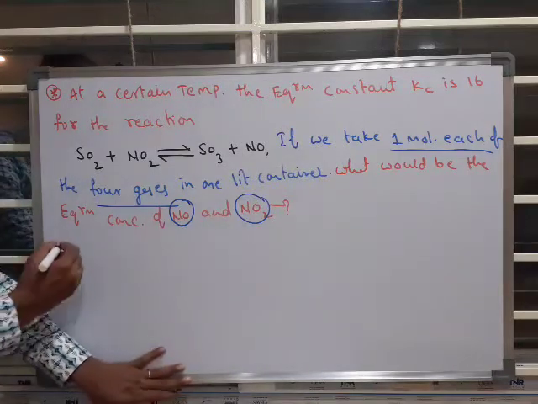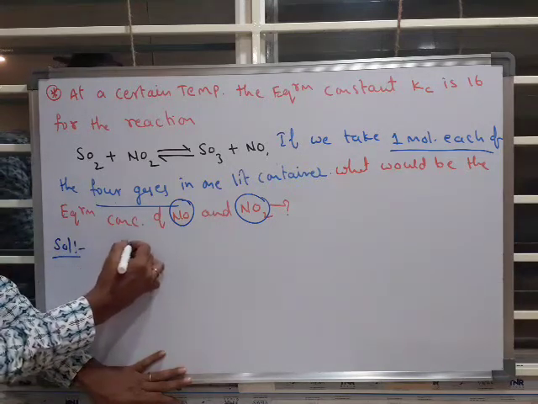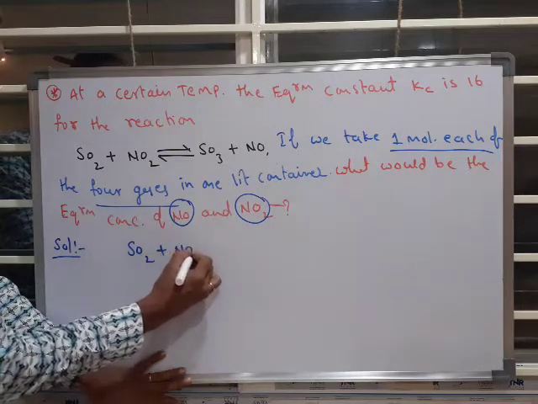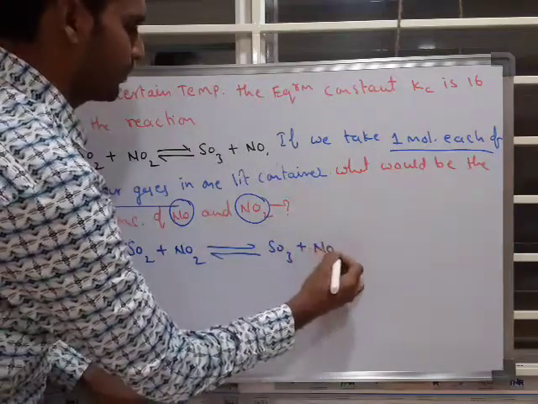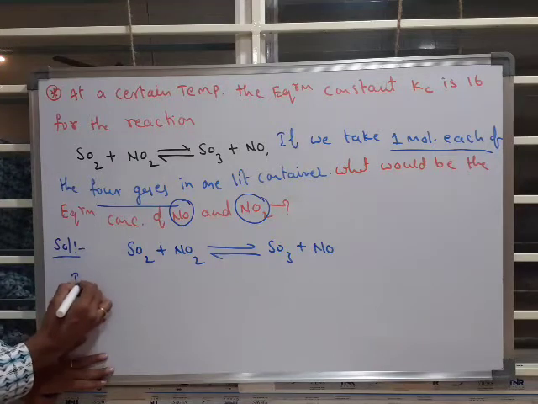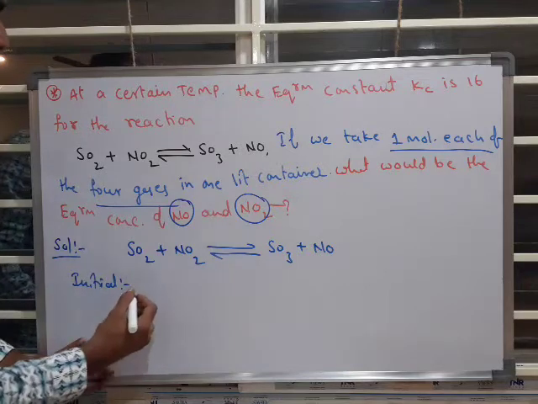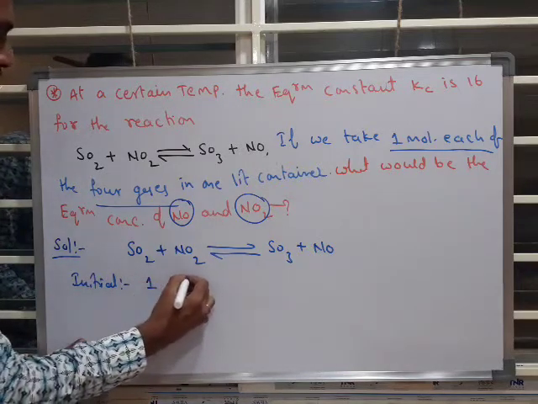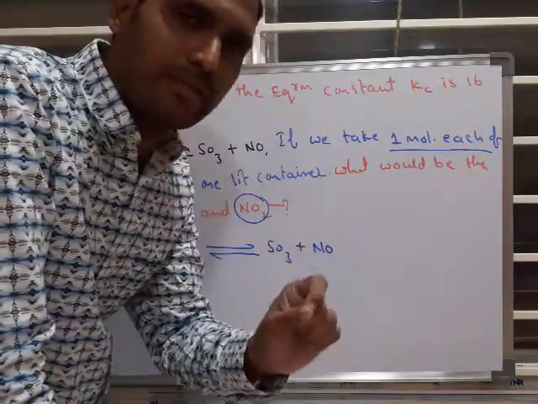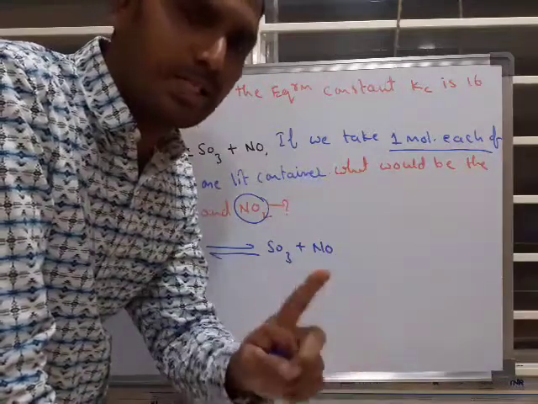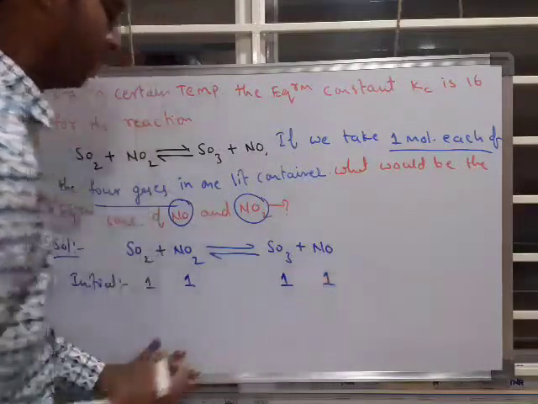So first we write it. So what is the equation? So the model is exactly similar to the above one. So here what is the initial position? What are the initial concentrations? So it is given 1 mole. Here also 1 mole. So normally reactants and products, but it is separately given that the 4 gases are taken each 1 mole in the container. So 1, 1, 1, 1.